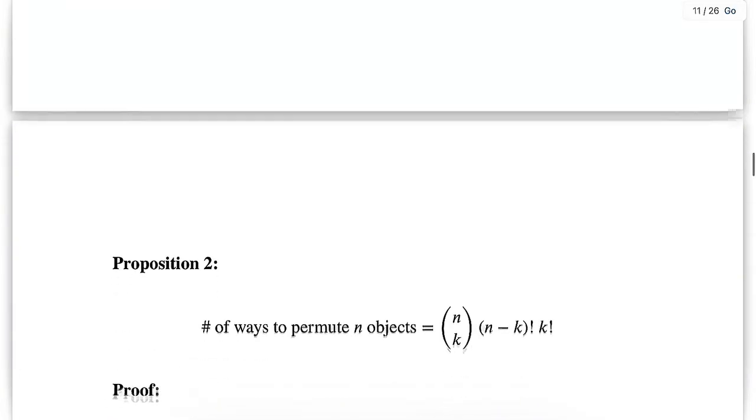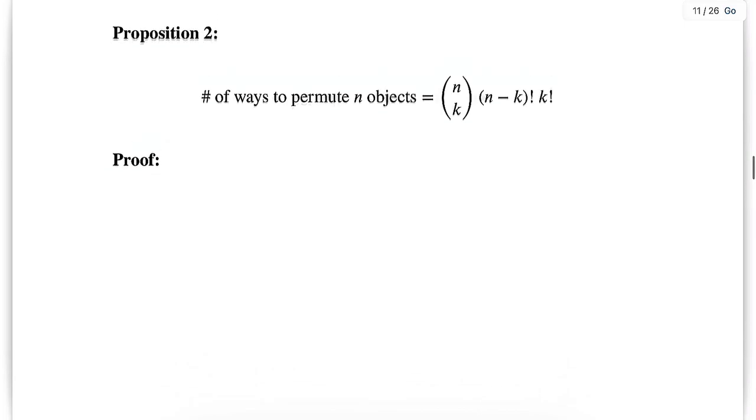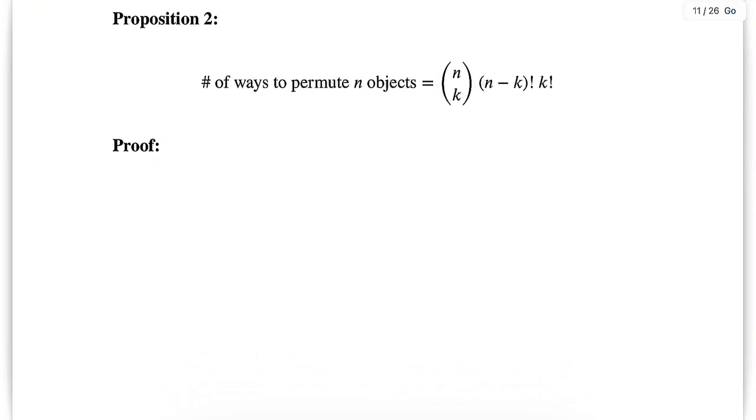Okay, great. This one looks a little more complicated. I'm claiming here that the number of ways to permute n objects is also equal to this: n choose k, times n minus k factorial, times k factorial. This one takes a little bit more work to do. By the way, k here is anything from 0, 1, up to n. So it's true for any k. It doesn't matter what k you choose. This is true.